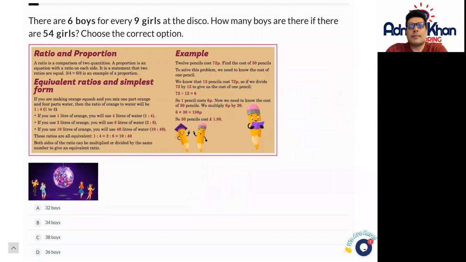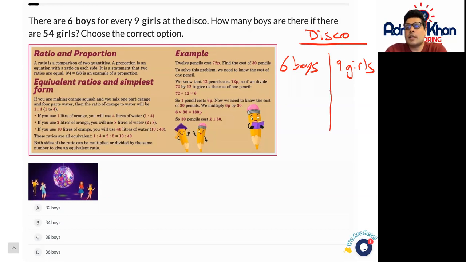So in this question number 2, there are 6 boys for every 9 girls. So let's just write this down. So it's always good to do working out first of all. For every 6 boys, there are 9 girls at the disco. So let's just write down disco at the top. How many boys are there if there are 54 girls? So let's just write this down. So 54 girls. And how many boys will there be in this case?